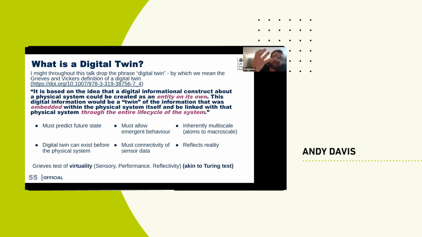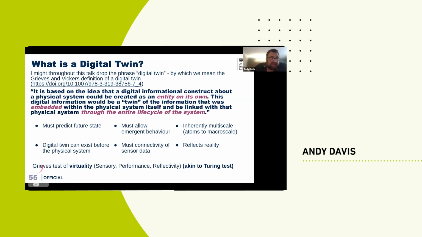In our case specifically, we must use it to predict future state. We have to be able to look into the future and figure out what will go on. It's inherently multi-scale. It must allow for emergent behavior, because we already know it's the unpredicted things that happen that will be a problem for us. So we have to be able to allow those things to emerge computationally.